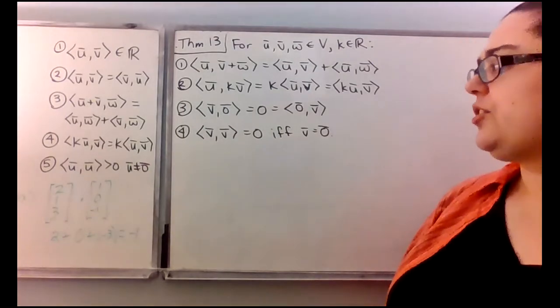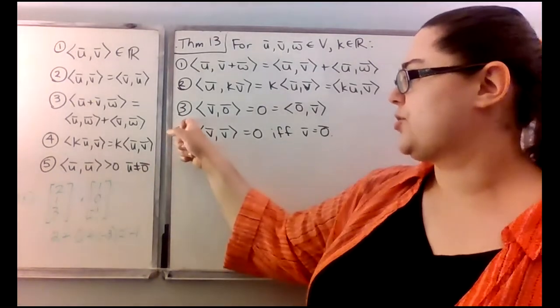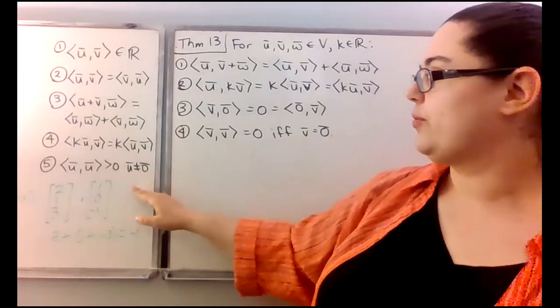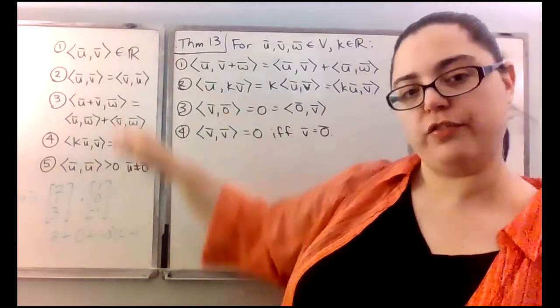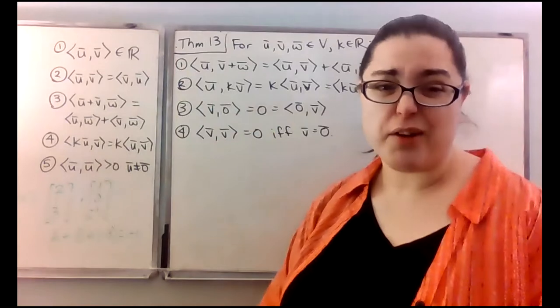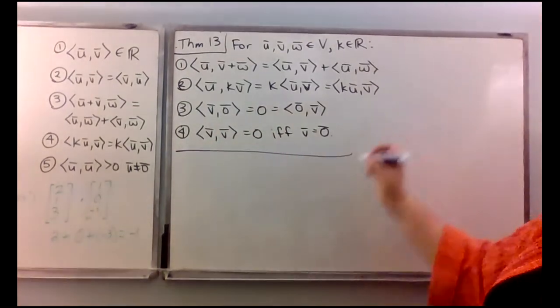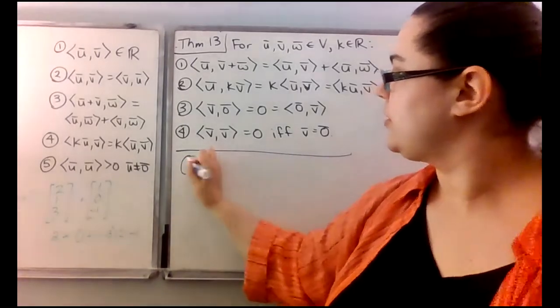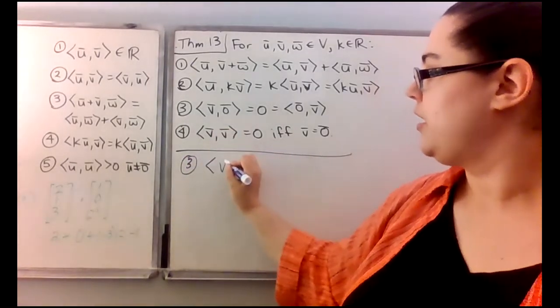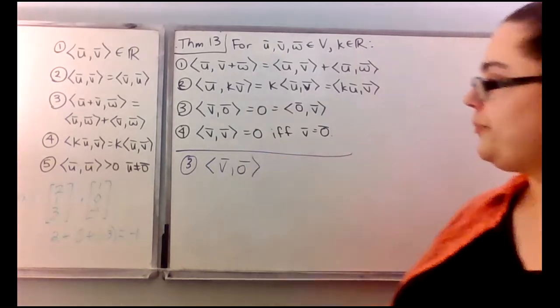So the one that's a little different that I'll walk through the proof for is 3, because here we don't really have anything that involves the 0 vector directly. So let's walk through that. So if I prove the third one here, let's start out with the inner product of v and 0.